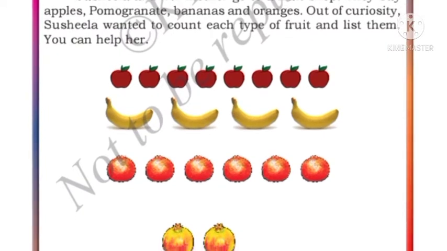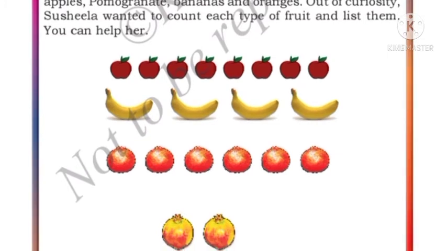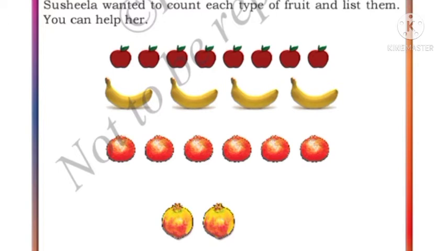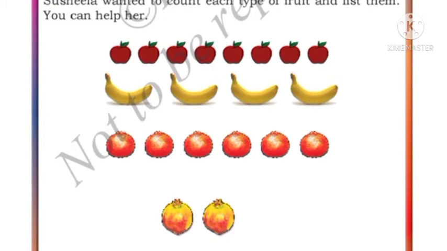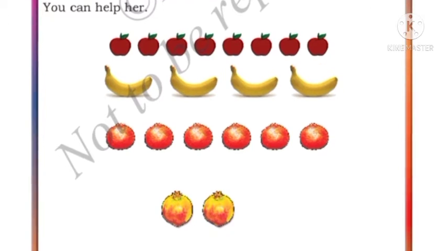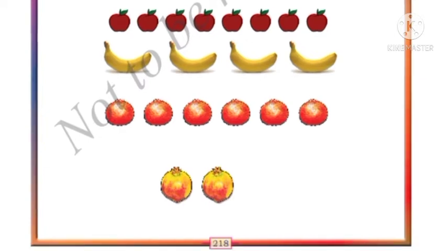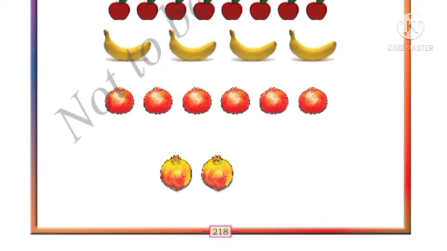8 apples are there. Afterwards, banana is there. How many bananas are there? 1, 2, 3, 4. So 4 bananas are there. After bananas we have oranges. How many oranges are there? 1, 2, 3, 4, 5, 6. 6 oranges are there. And then last which fruit is there? Pomegranate is there. How many pomegranates are there? 2 pomegranates are there.